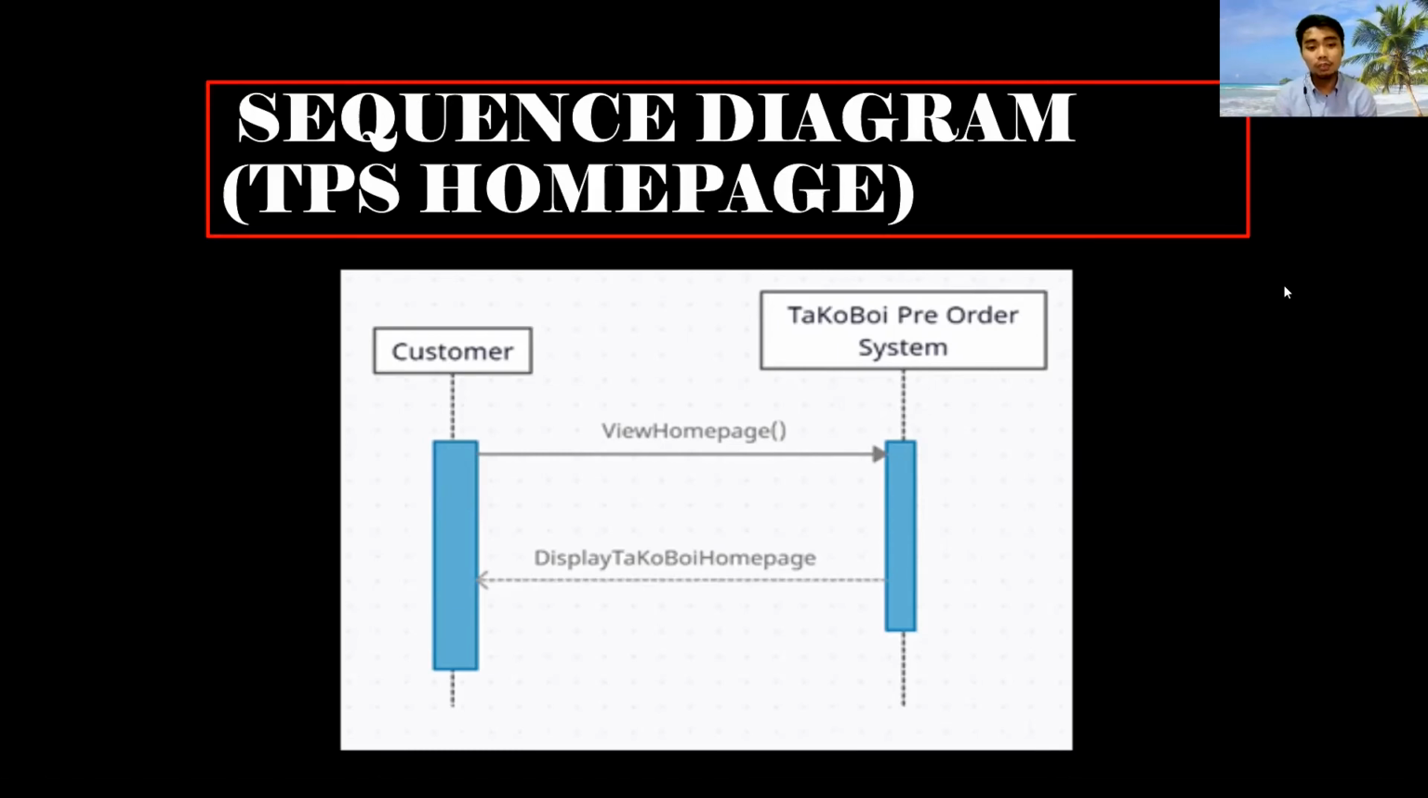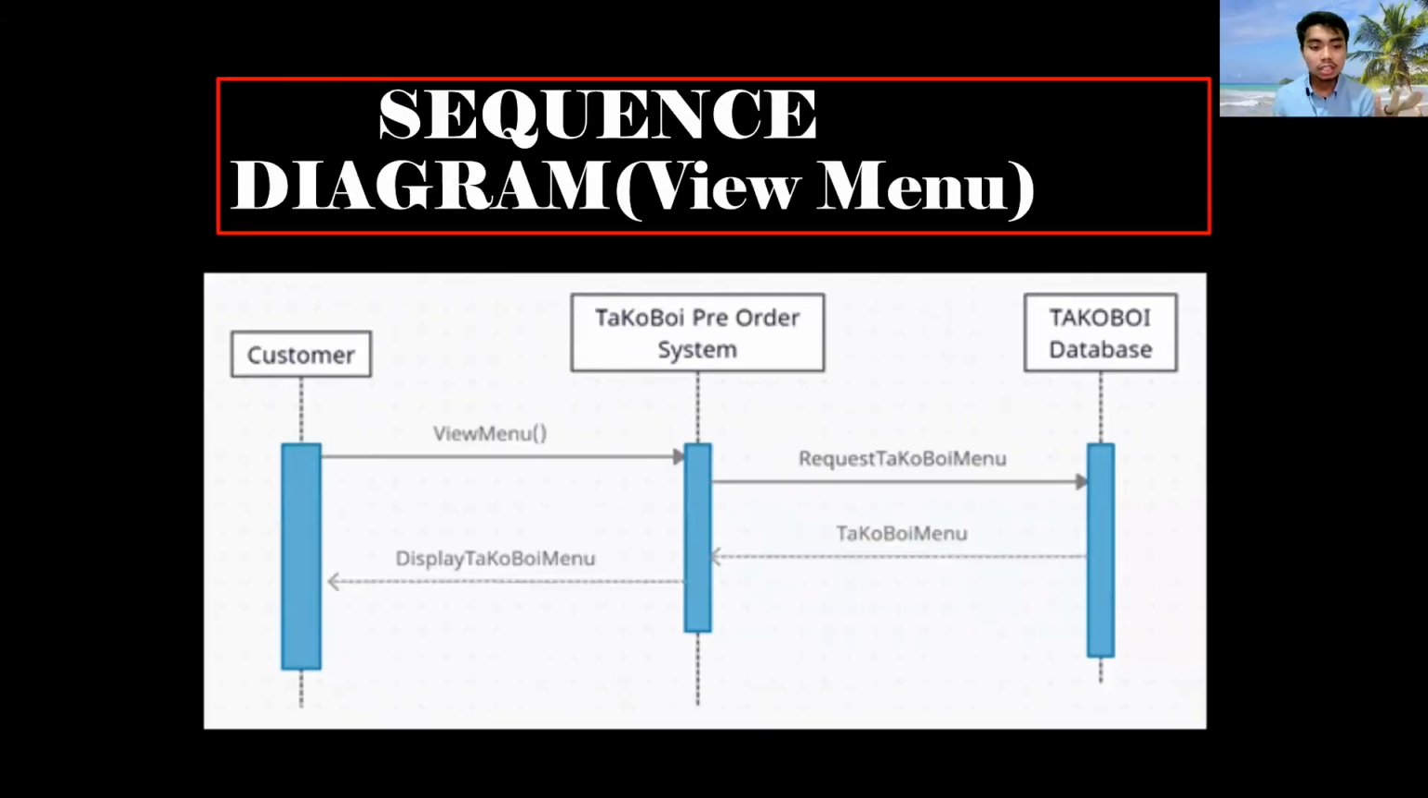So this is our first sequence diagram, which is for viewing the Takoboi pre-order system homepage. The customer will click the link to see our homepage, and the Takoboi pre-order system will return a display or view of the homepage. Our second sequence diagram is viewing the menu.